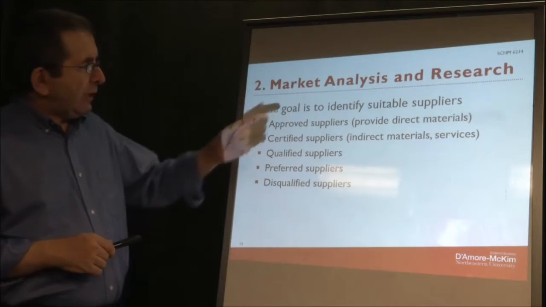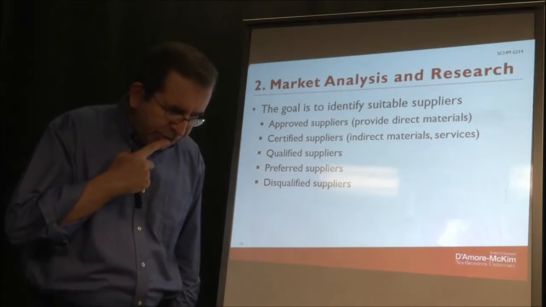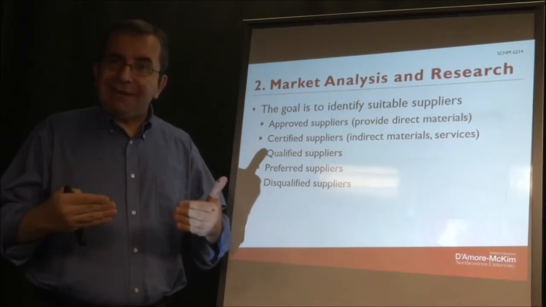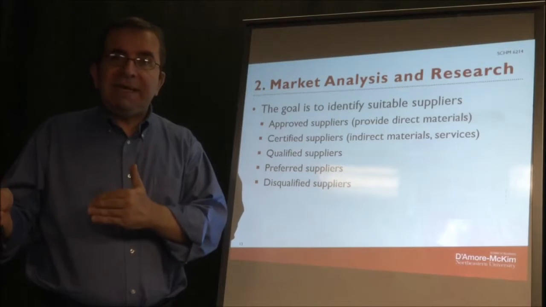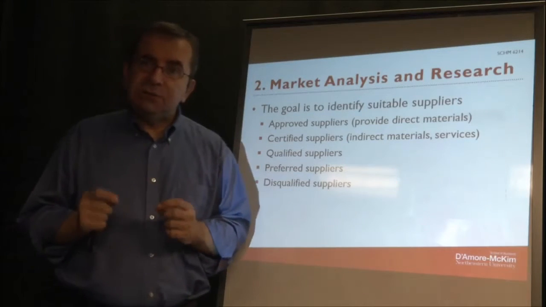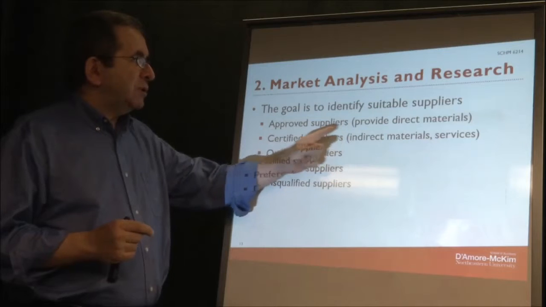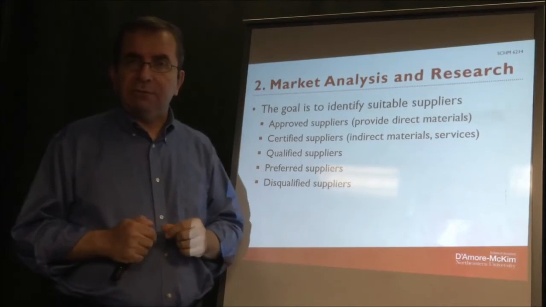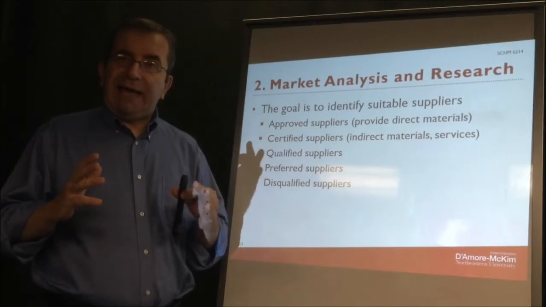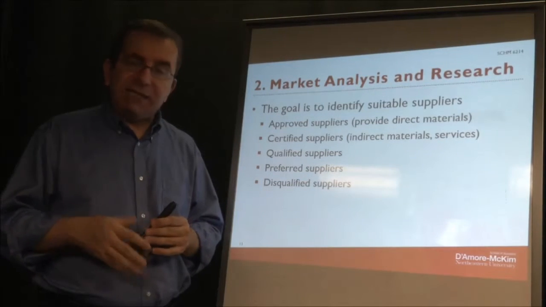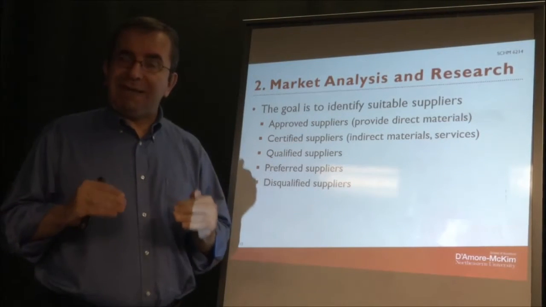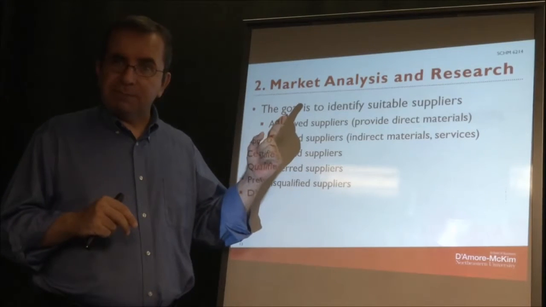Now, when you're looking for suppliers, in the last class we also mentioned, will you work with just any supplier? Or do you have standards that your suppliers must meet before they can work with you? As a result, what companies do is they have approved suppliers for direct materials. They have tested and inspected these suppliers, and your company has been convinced of the quality of these suppliers' products. So they have been approved, and you can work with these suppliers.